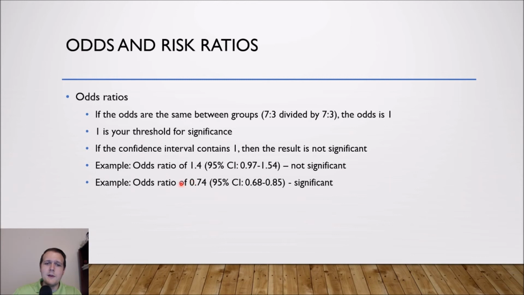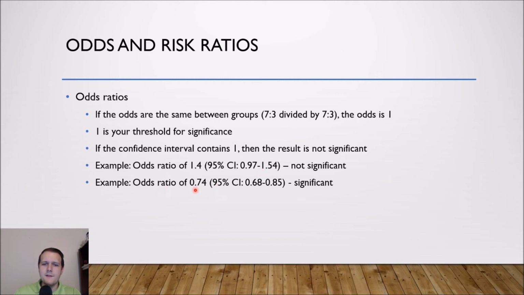So as an example, an odds ratio of 1.4 with a 95% confidence interval of 0.97 to 1.54 is not significant. In a lot of medical studies, you're going to find they will not show you the p-value. They will show you the confidence interval, and so it's your job to see, okay, it's an odds ratio. I know that if it encompasses 1, it's not significant.